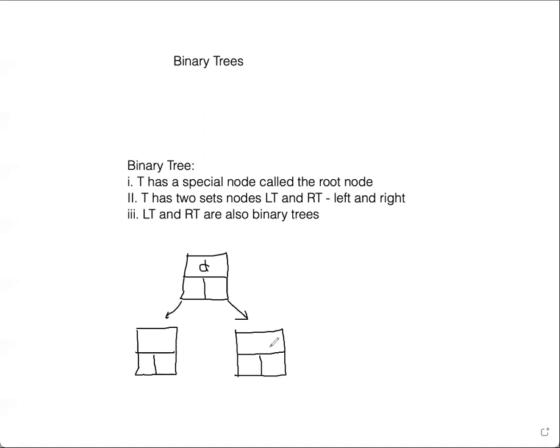Again, we would refer to this as the left tree, however far that goes down, and the right tree. Each of these are also trees. The binary means there are two: there's a left and a right. That's all there is to it.